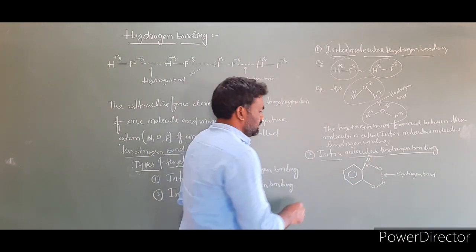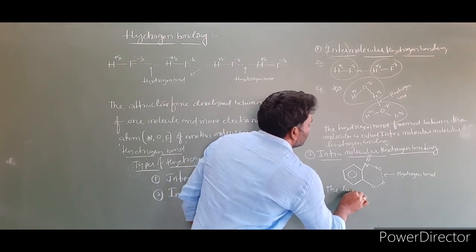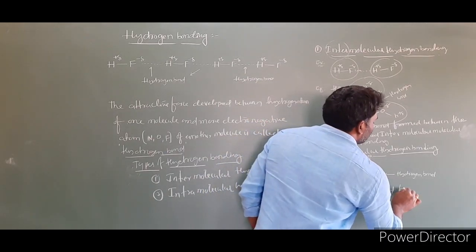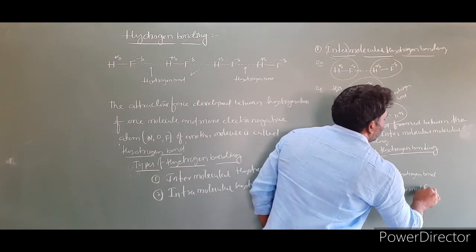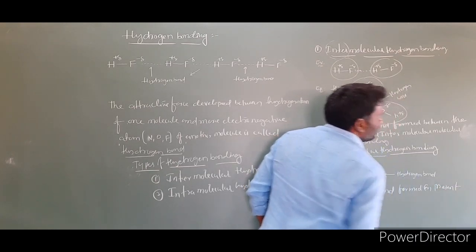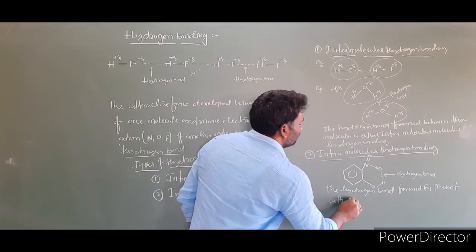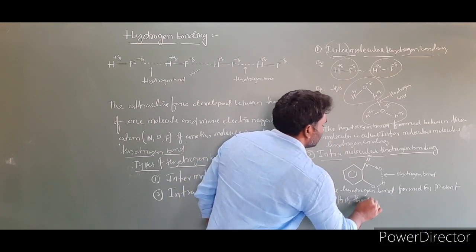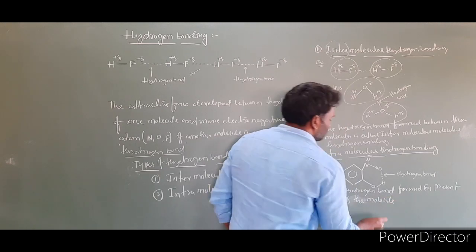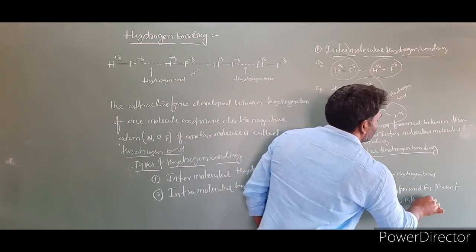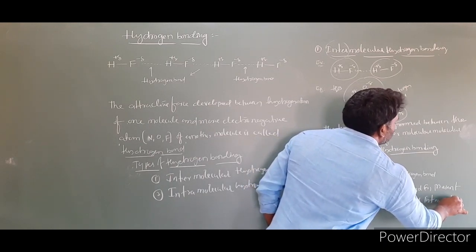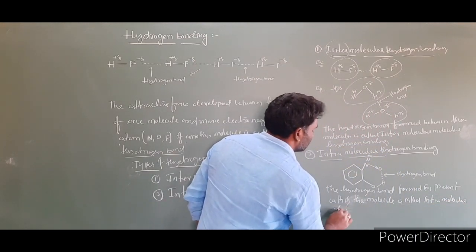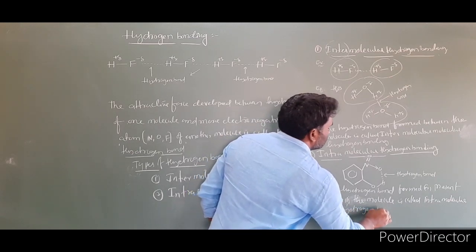intramolecular hydrogen bonding. Write the sentence. The hydrogen bond formed or present within the molecule is called intramolecular hydrogen bonding.